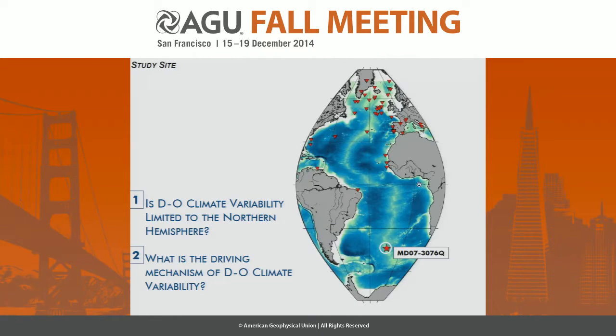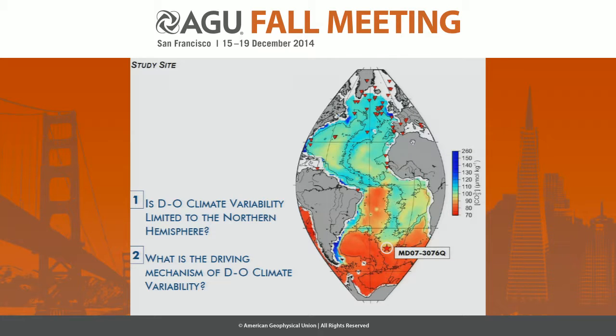So in order to investigate these two questions that I brought up, we investigated this high-resolution sediment core MD07-3076Q. It comes from a water depth of 4 kilometers, and we take advantage of the fact that it's located in a very steep gradient in bottom water carbonate ion concentrations, as shown in this map. So MD07-3076 is influenced by very low carbonate ion, high pCO2 waters from the Southern Hemisphere, so southern component waters, but also high carbonate ion, low pCO2 waters from the Northern Hemisphere, so northern component waters.